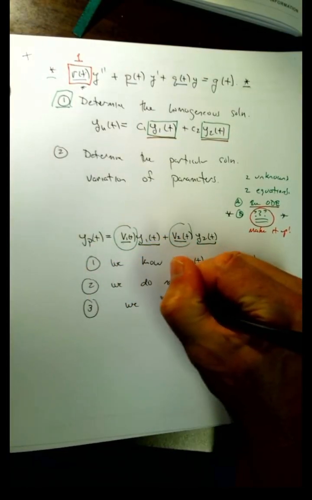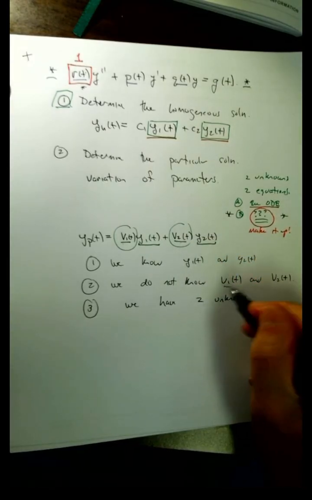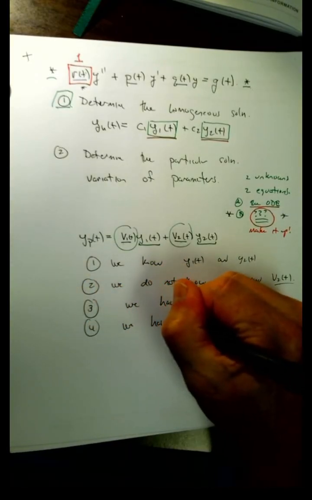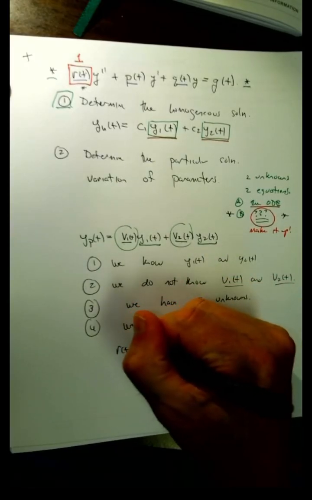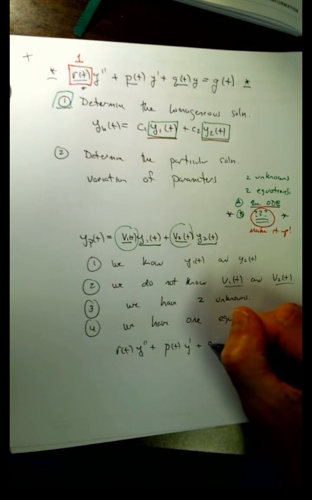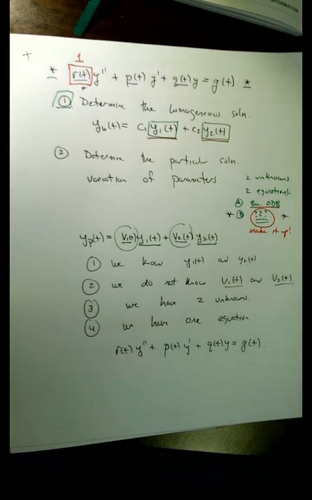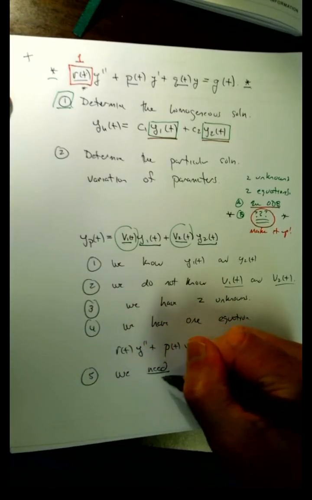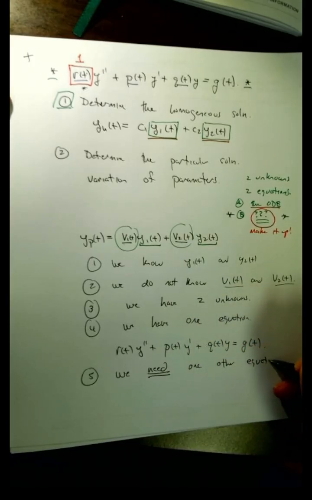So we have two unknowns, v1 and v2. We have one equation, and that's the original differential equation, which is r times y double prime plus p times y prime plus q times y is equal to some function g of t. We need at least one other equation.